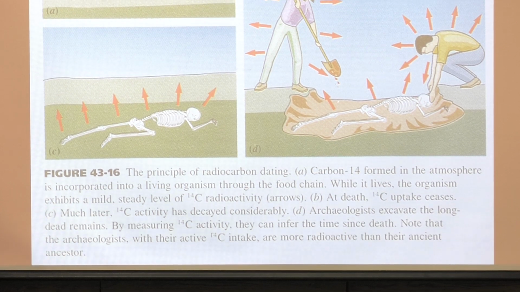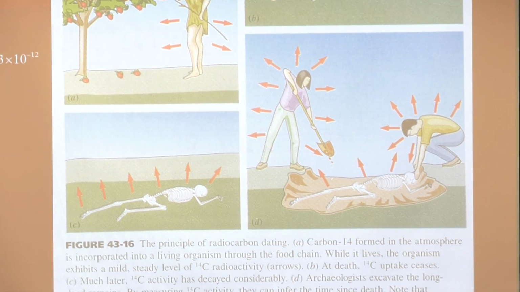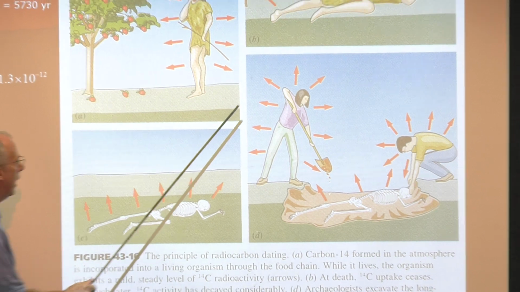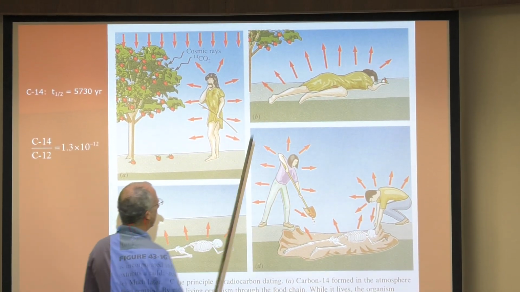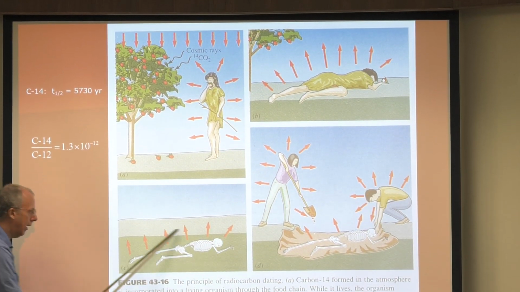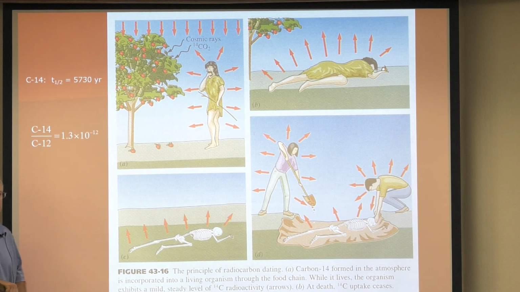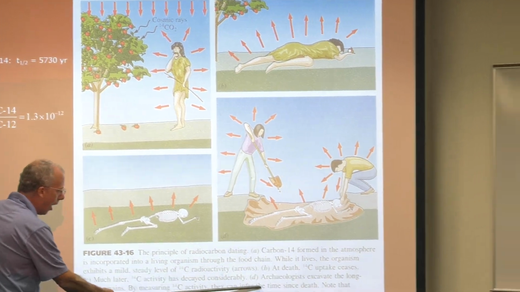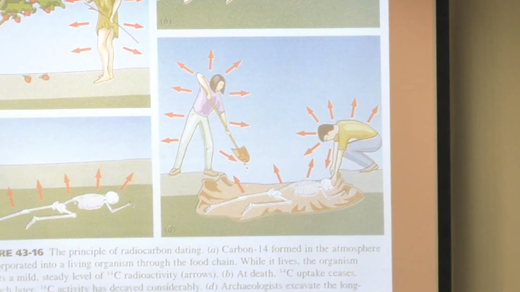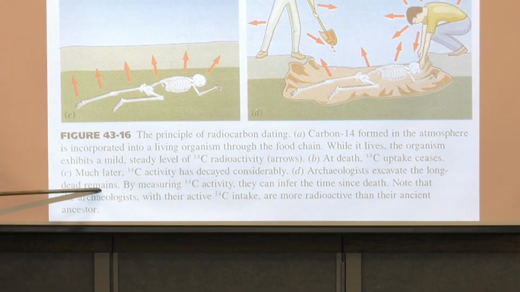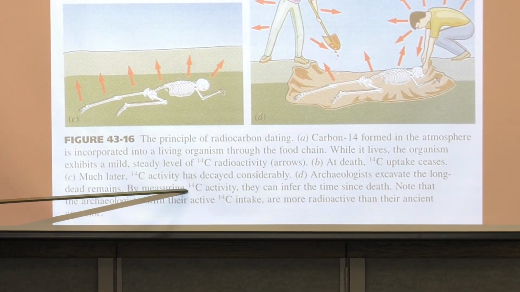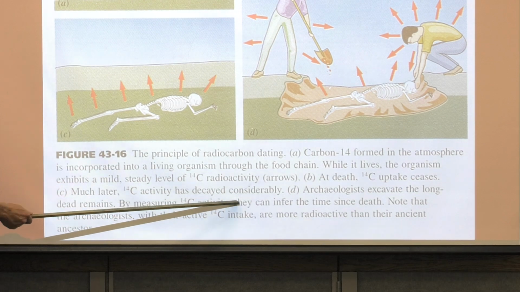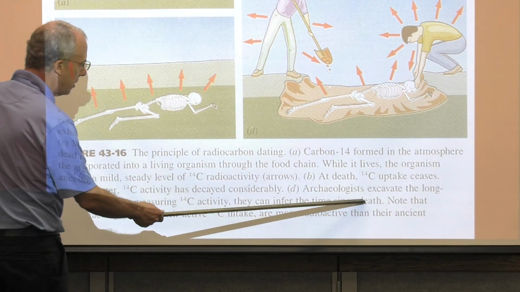And it's decaying slowly because it has a 6,000-year half-life, right? So here, there's a lot of radioactivity, a lot of arrows. Here, there's not so many arrows. This is just indicating that a lot of that carbon-14 has decayed away. Okay, D, archaeologists excavate the long dead remains. By measuring the carbon-14 activity, they can infer the time since death, right?